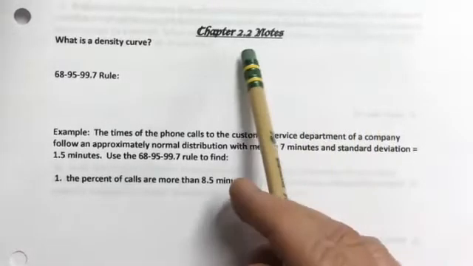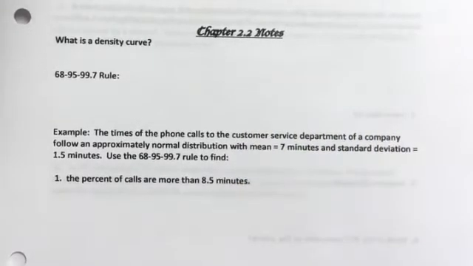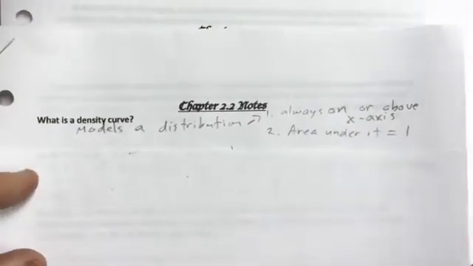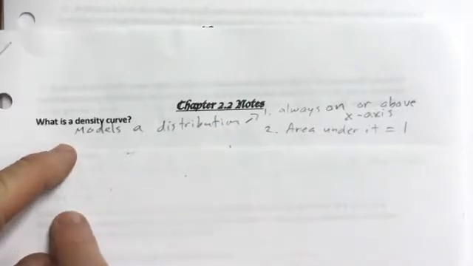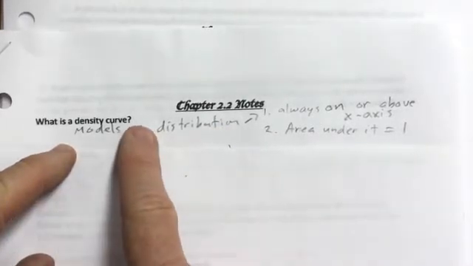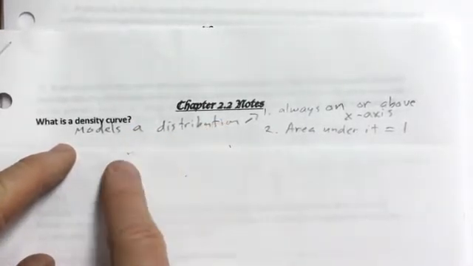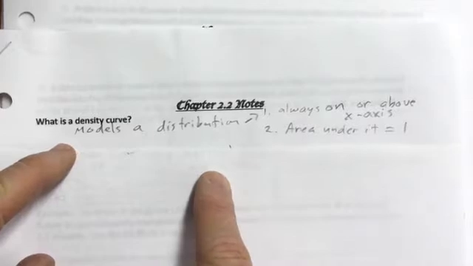So 12.2 deals mainly with density curves, and what we call the normal distribution is the main thing we are going to work with. First of all, definition: what is a density curve? It is just a curve that models a distribution. In other words, it is a representation of a list of numbers, a graph of a list of numbers that we use to make probability calculations.